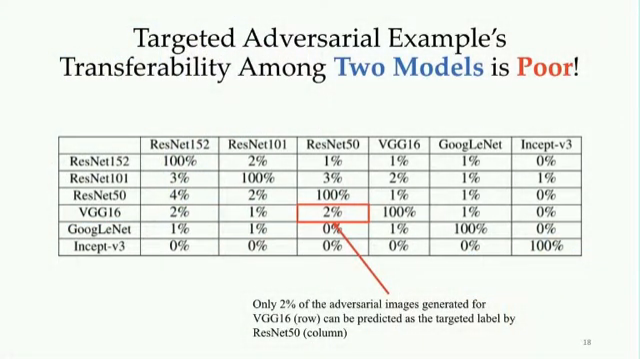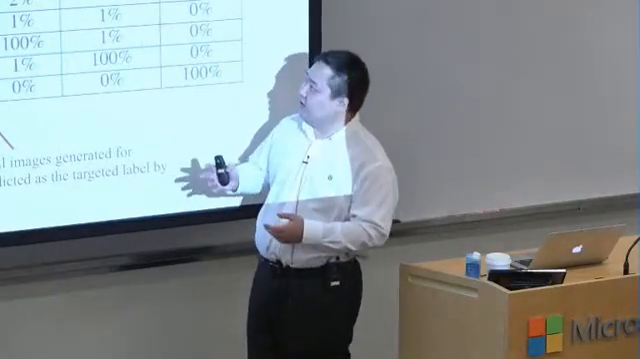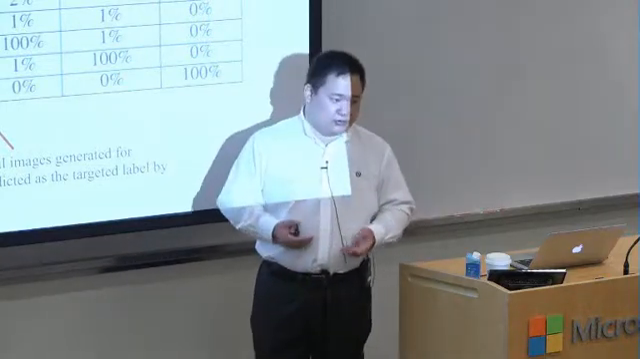Okay, we found that for the non-targeted adversary examples, they transfer very well, so I just don't show their performance. But for the targeted adversary examples, the transferability is very poor.